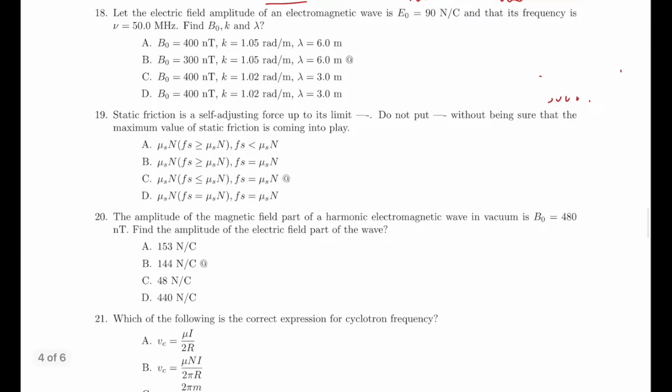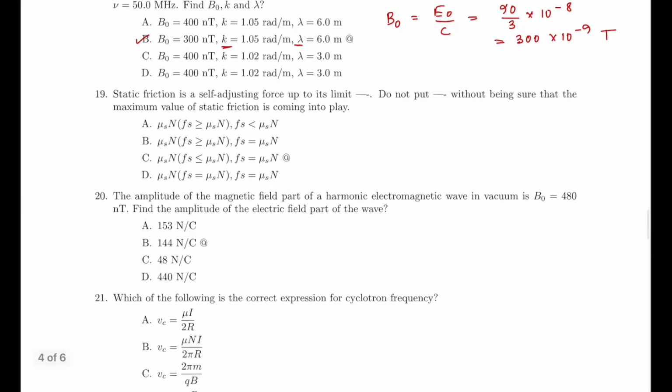18th problem says let the electric field amplitude of an electromagnetic wave be E0 equal to 90 Newton per Coulomb, and its frequency is 50 megahertz. Find B0, K and lambda. So as we know, B0 is E0 by the speed of light, which is 90 by 3 into 10 to the power 8, that is 300 into 10 to the power minus 9 Tesla, that means 300 nano Tesla. So you don't even need to calculate K and lambda, because only one option has B0 as 300 nano Tesla. Okay.